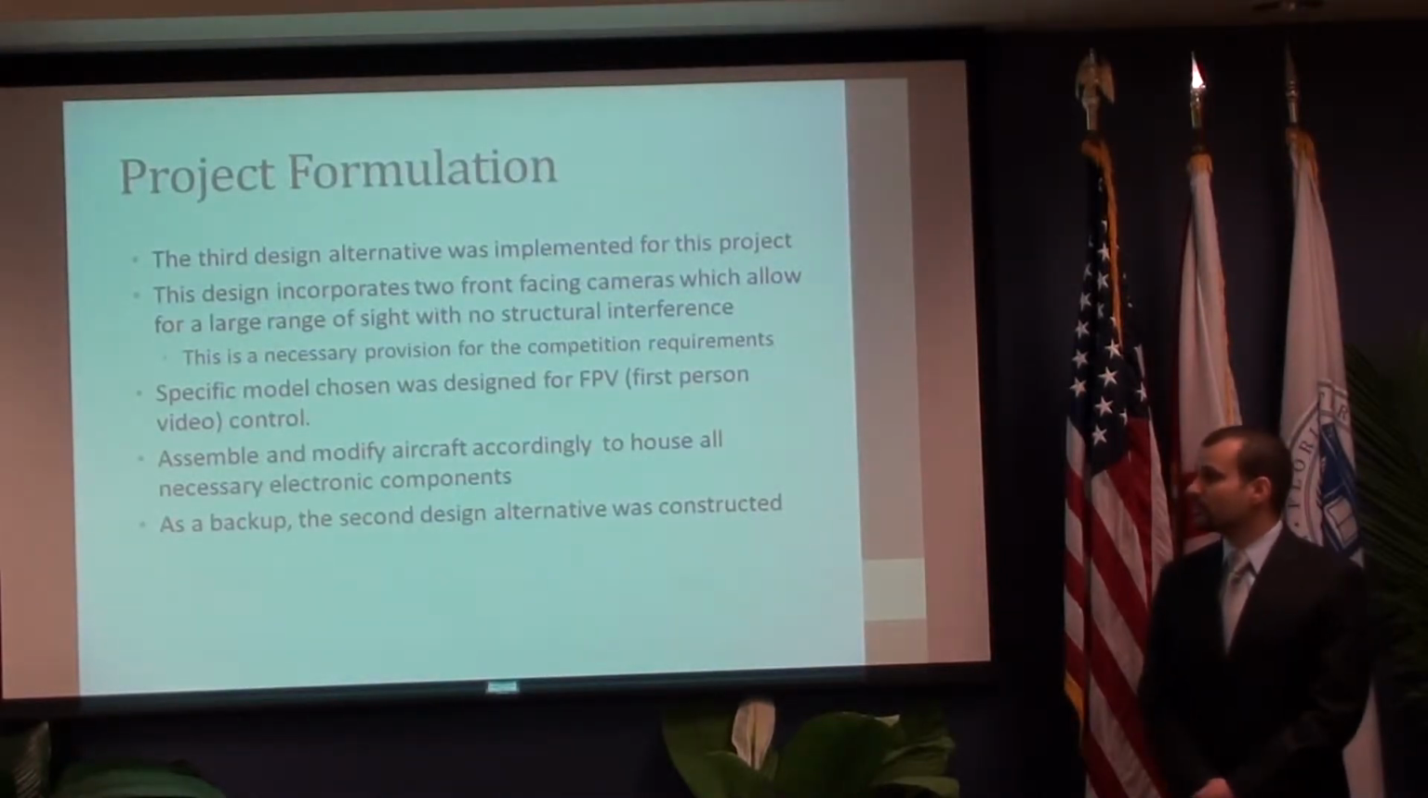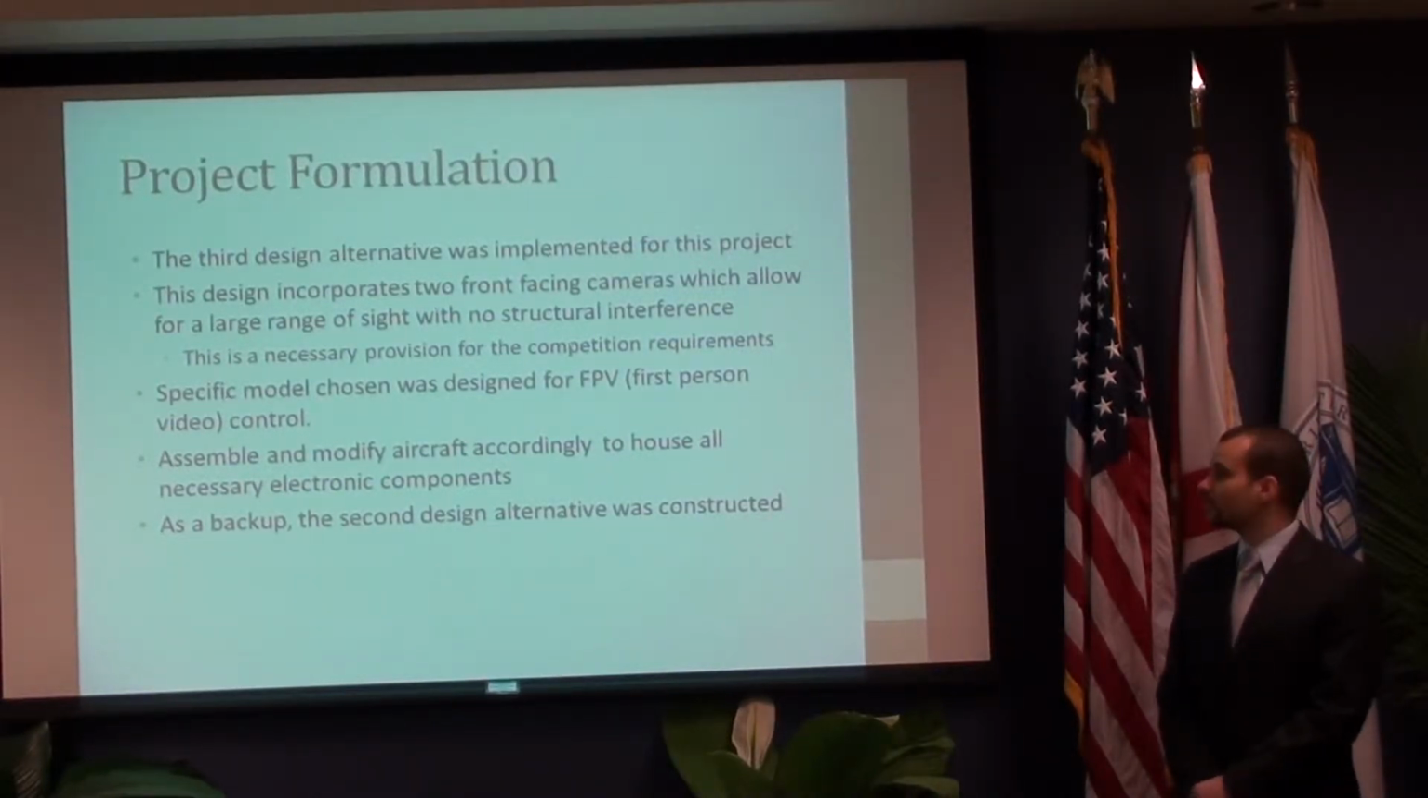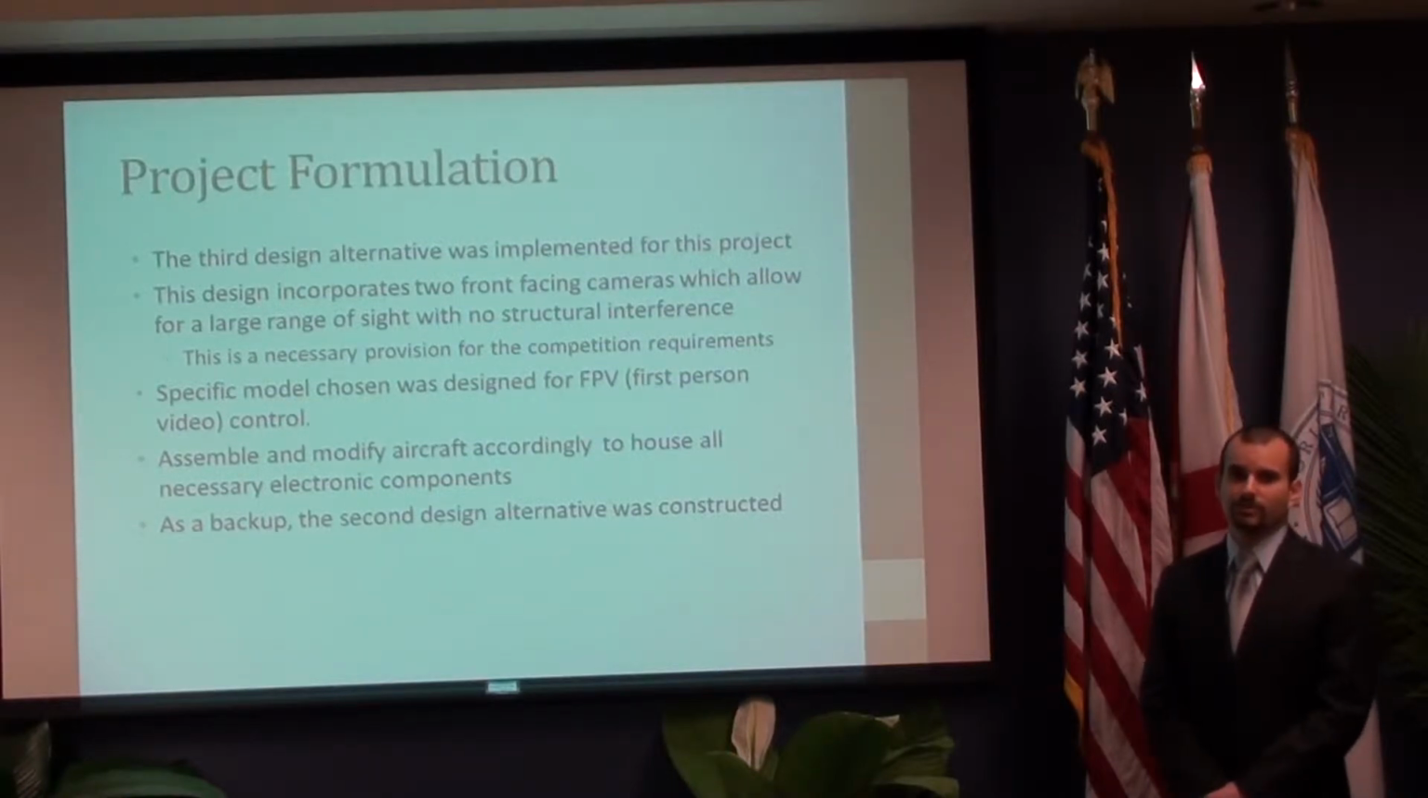Project formulation. For this project, we chose to go with the third design alternative. This design incorporates, like I said, two front-facing cameras, which allows for a large, unobstructed range of sight. And this is a necessary provision for the competition that we were going to enter. The specific model that we chose was designed specifically for FPV, or first-person video control, which made the design particularly attractive for us. We were to assemble and modify the aircraft accordingly to make sure all the necessary electronic components could be accommodated. And as a backup, we decided that the second design alternative would also be constructed from scratch.